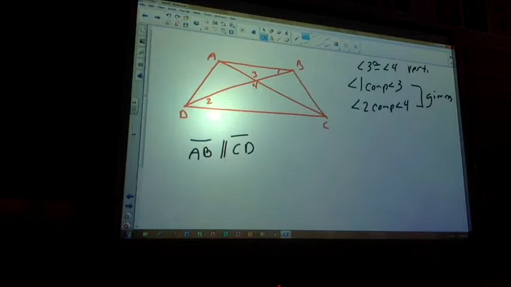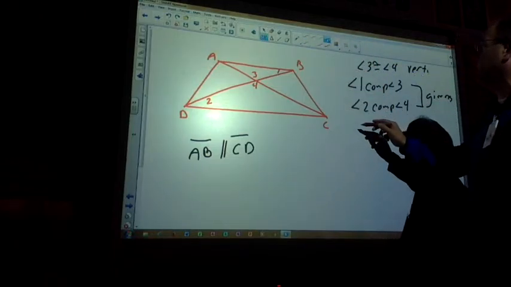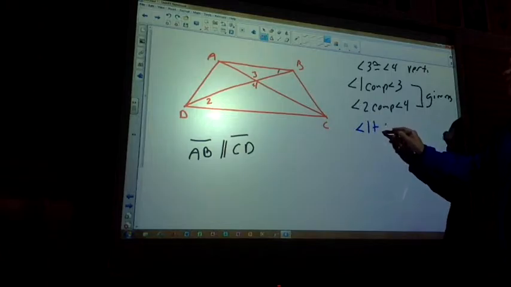Angle 1 is complementary to angle 3. Angle 2 is complementary to angle 4. Are we there? I think some of you might be able to make the jump, but some of you might not be able to make the jump. And I think a good thought is this.